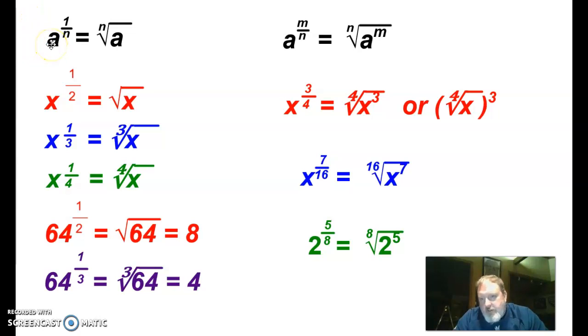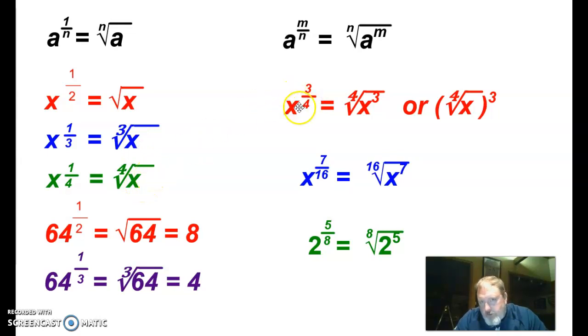All right, rational exponents. That just means fraction. So you see here we got a to the 1 over n. It's the same as a root. So x to the 1/2, that's the same as the square root. X to the 1/3 is the cube root. 1/4 is the 4th root, so on. The bottom number, the denominator, is the index of your root. And the top number becomes the power of the number that is inside the radical.